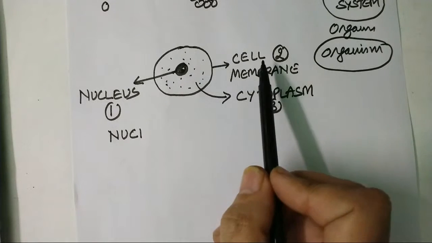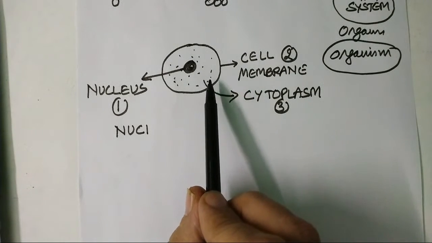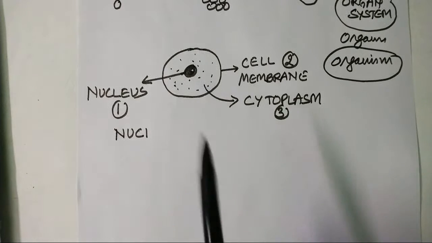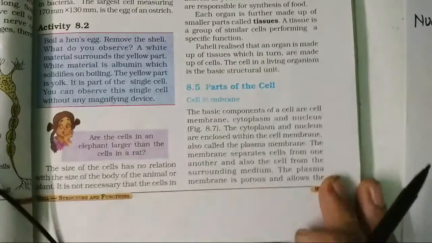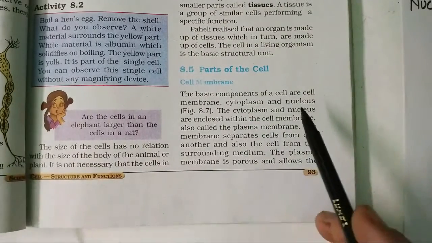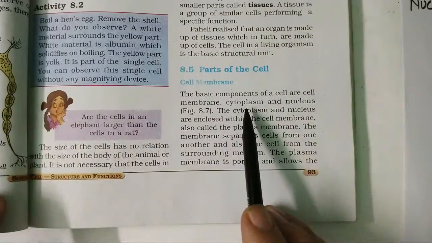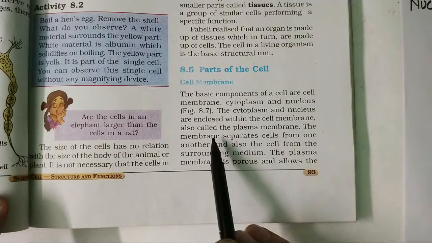Okay, so the cell membrane is the outermost boundary. Inside the boundary there is a semi jelly-like substance which is called the cytoplasm, and the third component is the nucleus. So this portion of the book describes the parts of the cell. The basic components of a cell are the cell membrane, cytoplasm and nucleus.